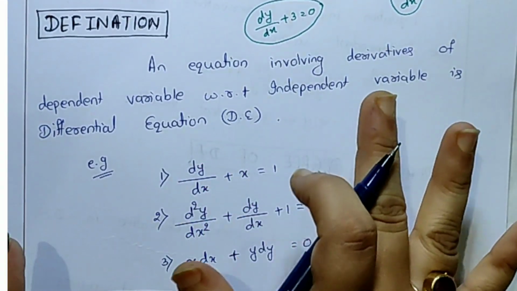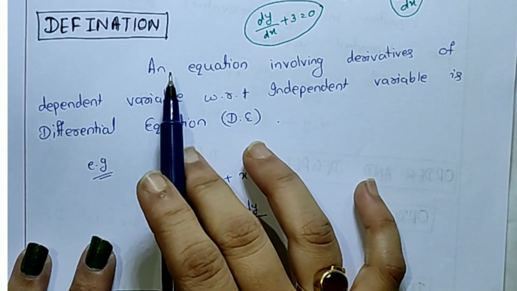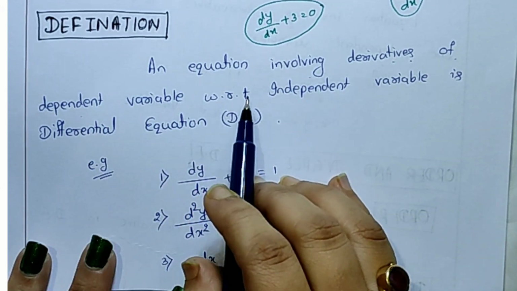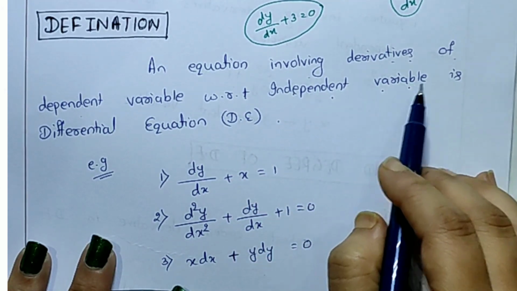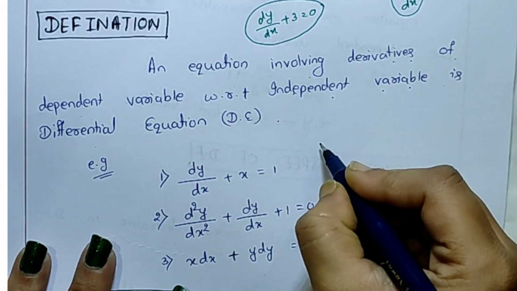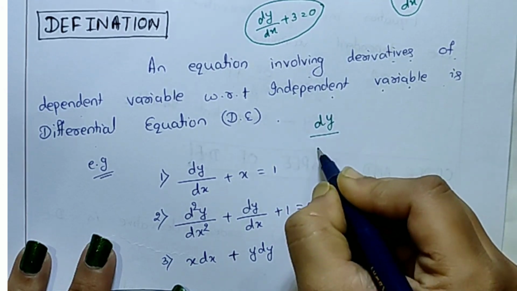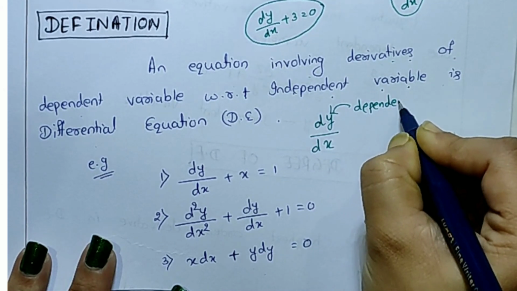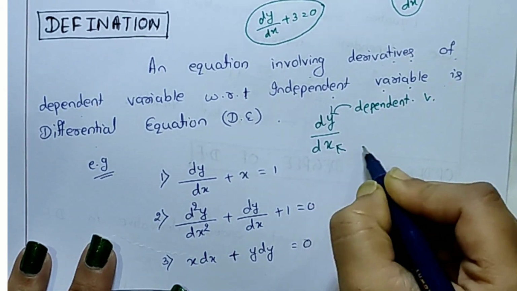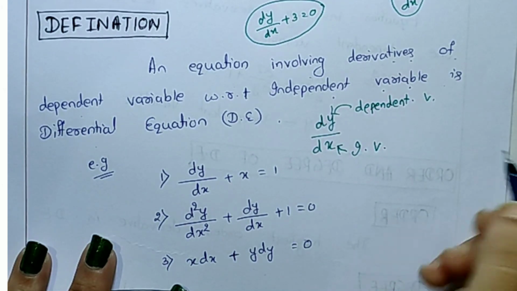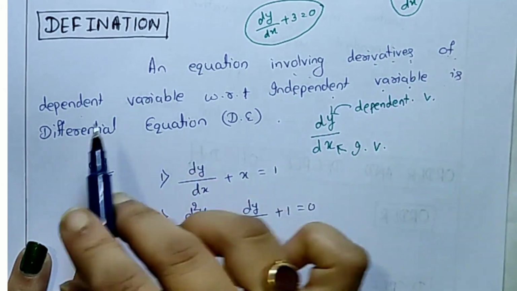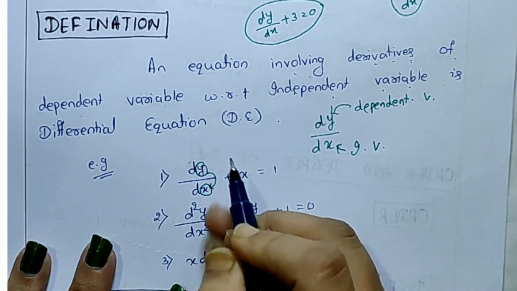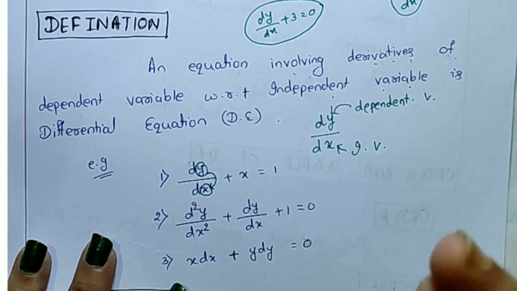So let's come to a proper definition. An equation involving derivatives of a dependent variable with respect to an independent variable is called a differential equation. If I write dy by dx, then y is the dependent variable and x is the independent variable. An equation involving the derivative of a dependent variable with respect to an independent variable is called a differential equation.